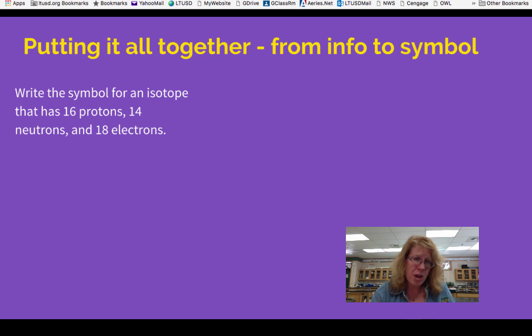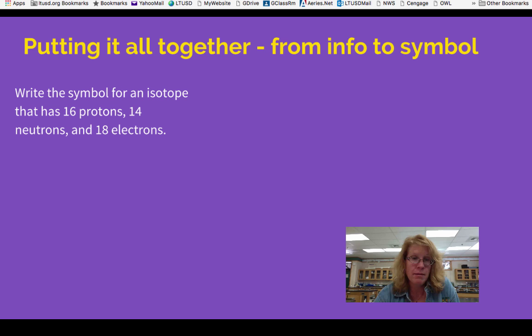Okay, go in the other direction. Last kind of quiz element. Write the symbol for an isotope that has 16 protons, 14 neutrons, and 18 electrons. So this is going from information about the actual particles to the symbol itself. So give yourself a second and see if you can scribble this one out. See what we can do.